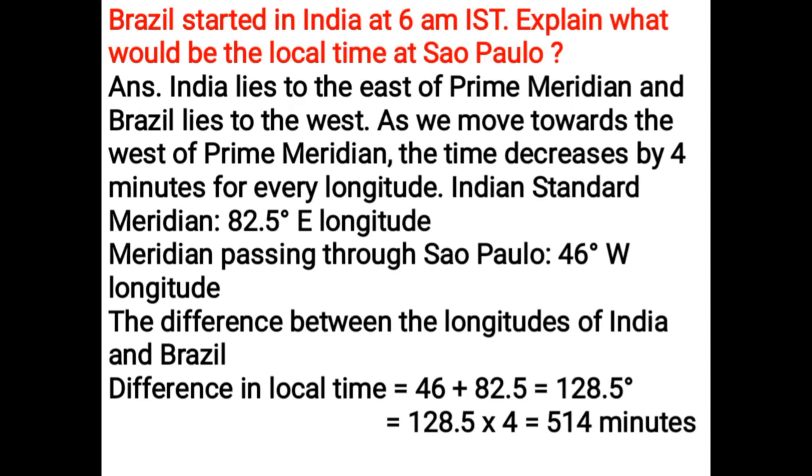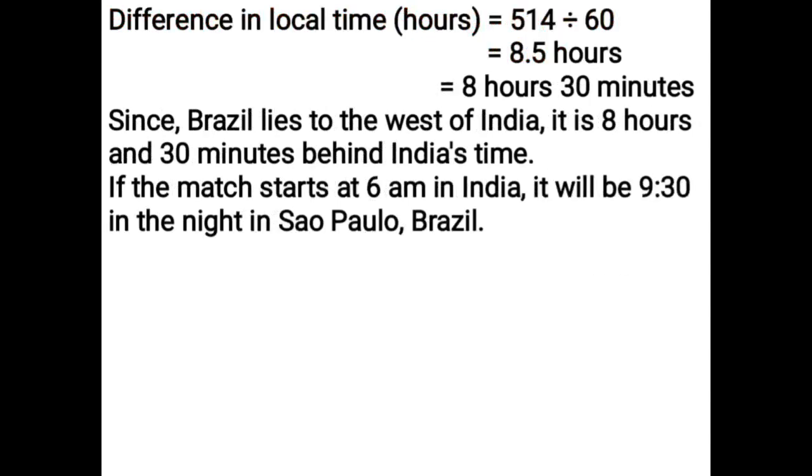The difference between the longitudes of India and Brazil, difference in local time is equal to 46 plus 82.5 is equal to 128.5 degree. That is equal to 128.5 into 4 is equal to 514 minutes. Difference in local time in hours is equal to 514 divided by 60 is equal to 8.5 hours. That is equal to 8 hours 30 minutes. Since Brazil lies to the west of India, it is 8 hours and 30 minutes behind India's time. If the match starts at 6 am in India, it will be 9:30 in the night in Sao Paulo, Brazil.